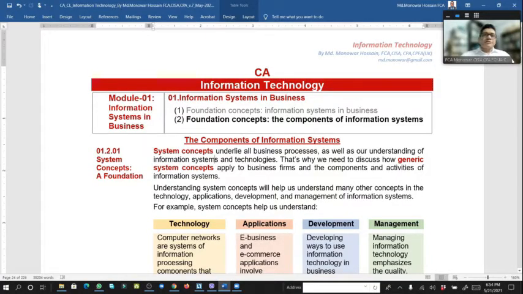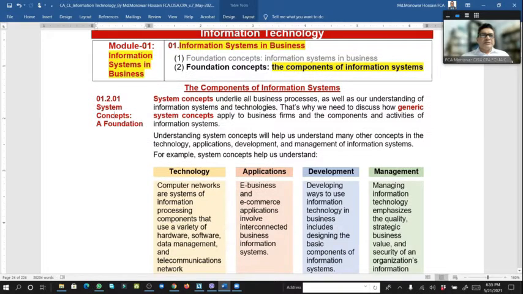So in our chapter 1, information system in business, we have two topics here. One is information system in business, another is the components of information system. Today we will discuss the components of information system, which is within the information systems in business. System concept, a foundation, as it says in your syllabus. So the components of information system.